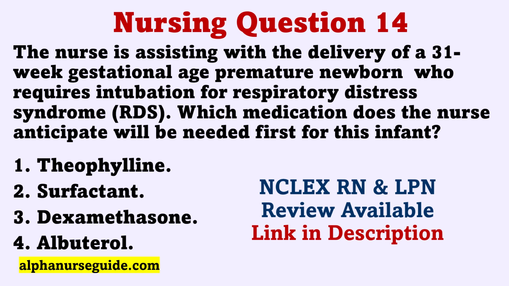The nurse is assisting with the delivery of a 31-week gestational age premature newborn who requires intubation for respiratory distress syndrome. Which medication does the nurse anticipate will be needed first for this infant? 1. Theophylline. 2. Surfactant. 3. Dexamethasone. 4. Albuterol.